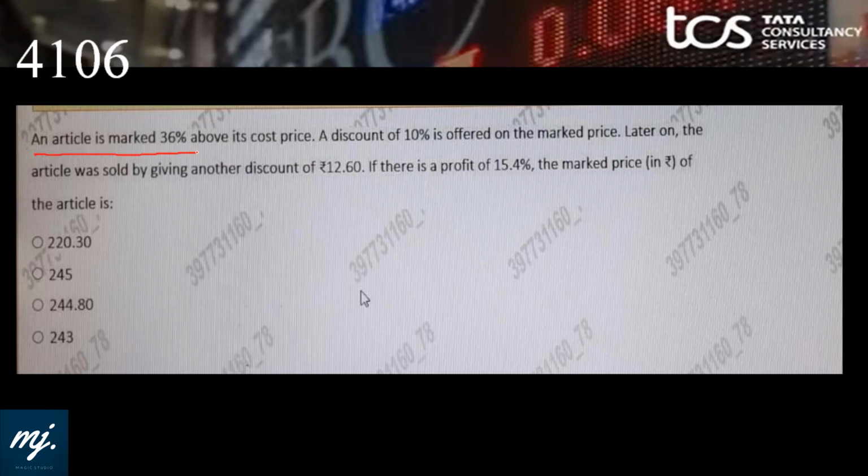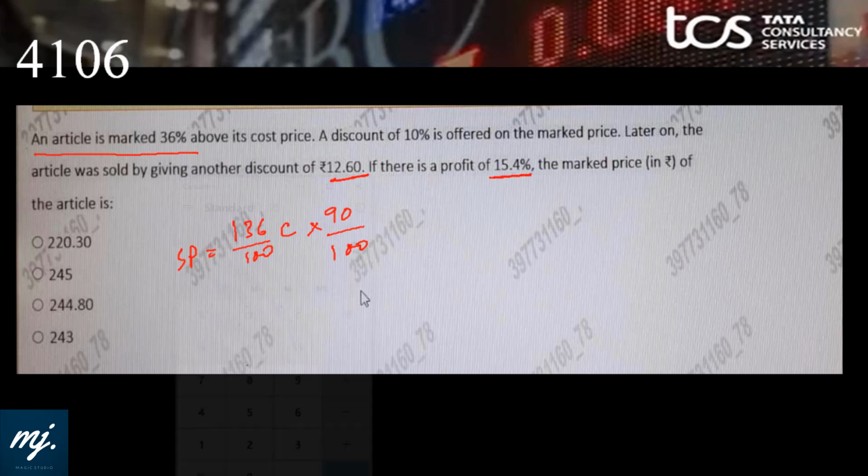Okay, an article is marked 36% above its cost price, that means 136 by 100 C. A discount of 10% is offered on the marked price, so 90% recovery. This is the selling price now. Later on, the article was sold by giving another discount of 12.60, and there is a profit of 15.4%.